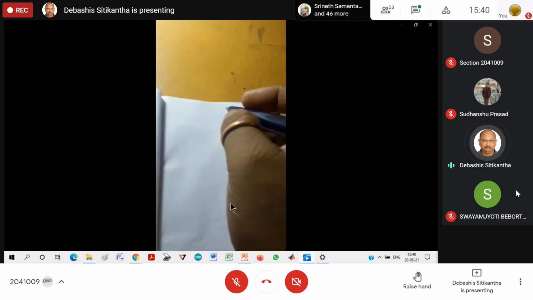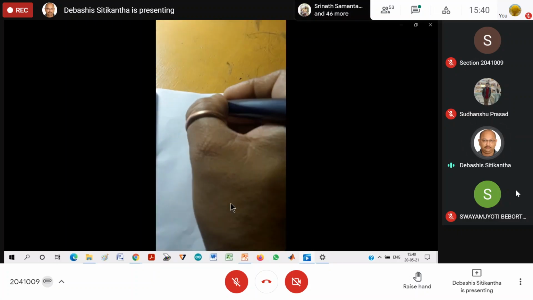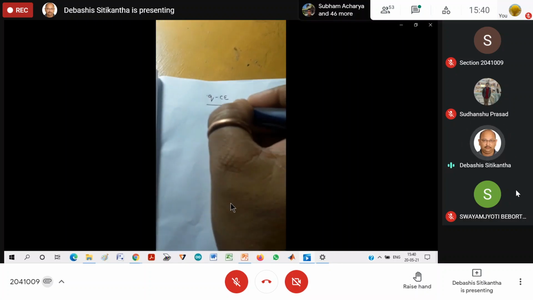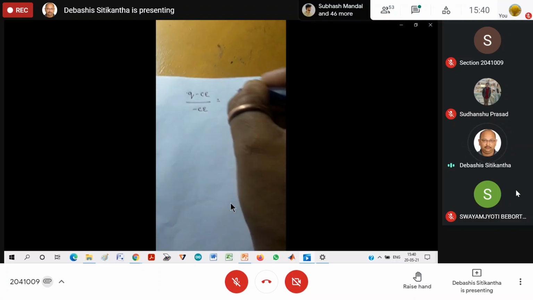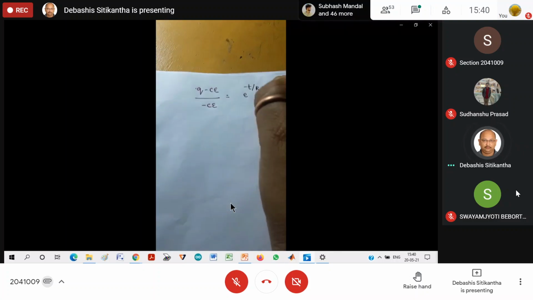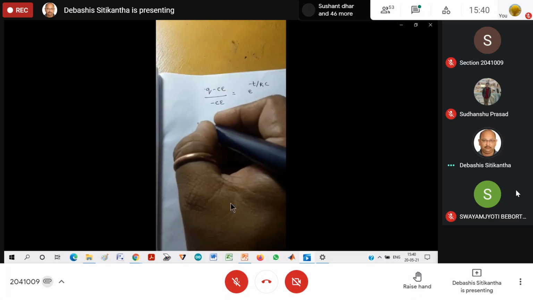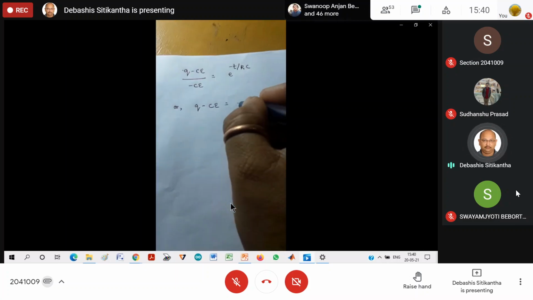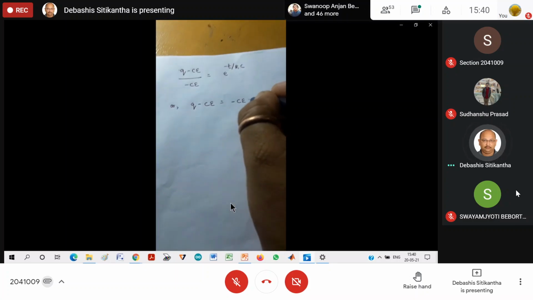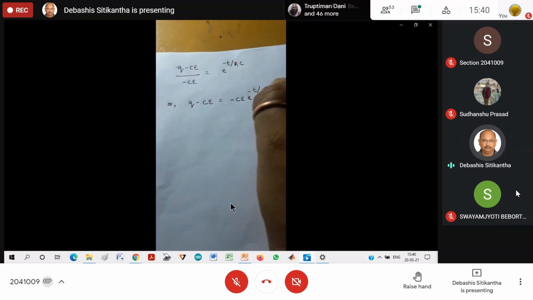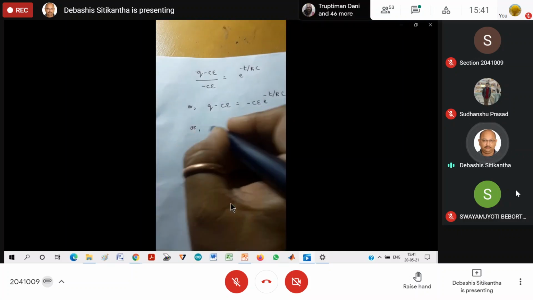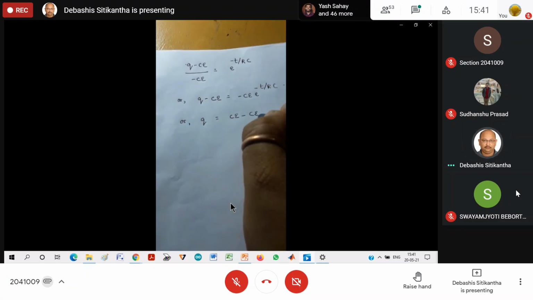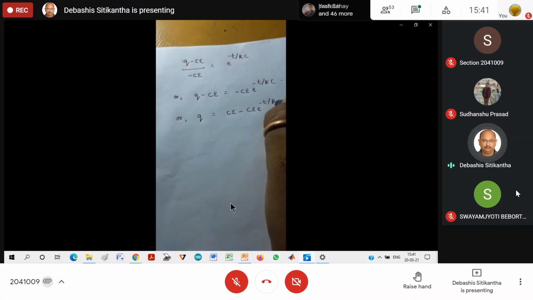So the last equation that we got is written as (Q minus CE) by (minus CE) is equal to e to the power minus t by RC. Now, or Q minus CE is equal to minus CE e to the power minus t by RC, or Q is equal to CE minus CE e to the power minus t by RC.